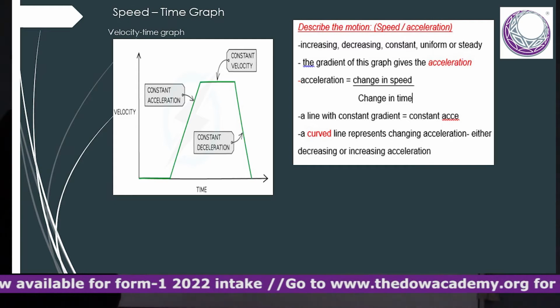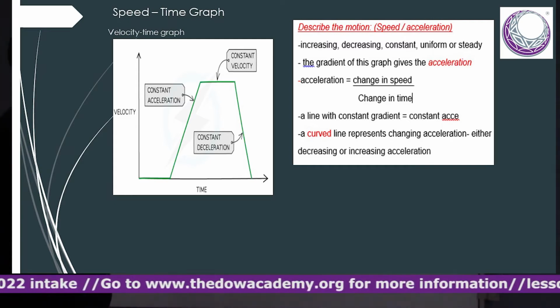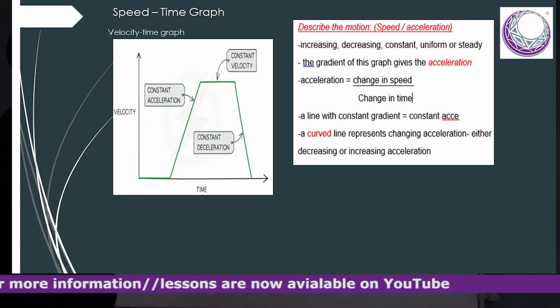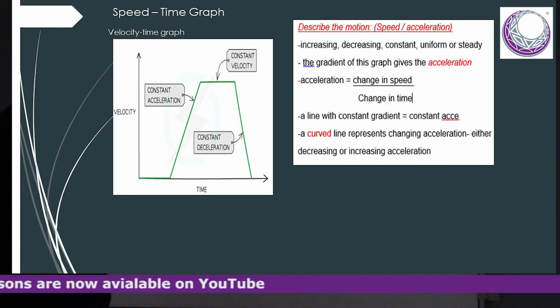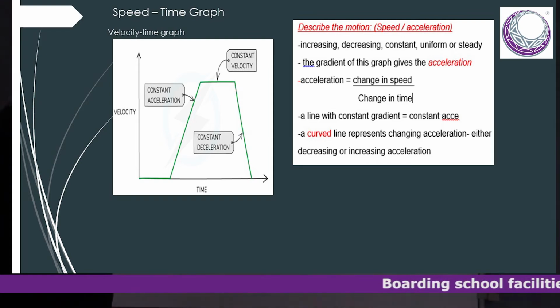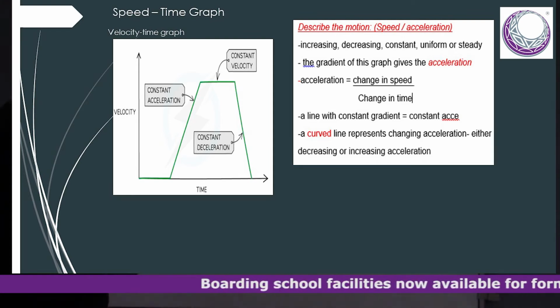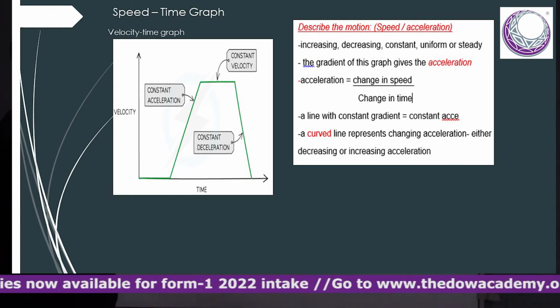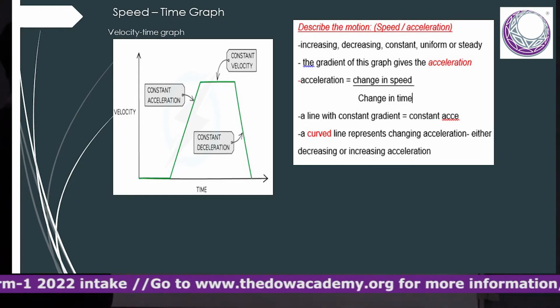Then, a curved line represents a changing acceleration, and that changing acceleration can be either decreasing or increasing acceleration. We are going to look at this one on the last slide that we are going to look at, a curved line, which represents a changing acceleration.